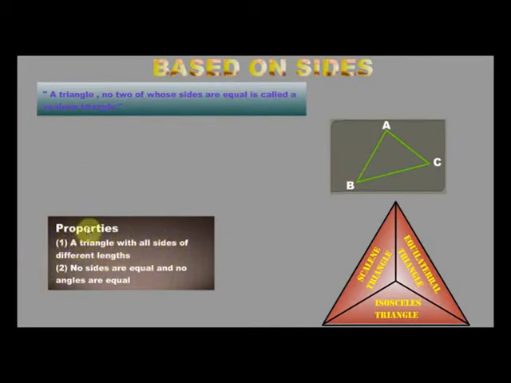One more property of a scalene triangle would be that no sides are equal and no angles are equal. This is a property which you are going to study later on. But for now, we can say that a scalene triangle is a triangle where none of the sides has equal length.